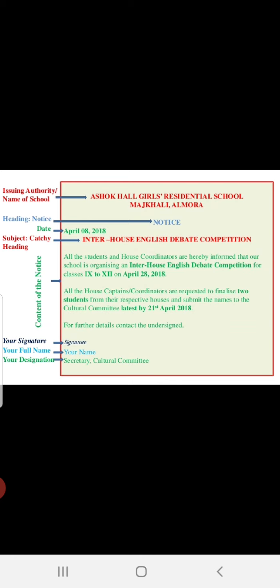Then you have to write in capitals NOTICE under that heading. Now you don't have to mention date, subject, everything in the box. It was given for your convenience. Now I have removed all the details and written outside the box, which you should mention after writing. When you write this notice in your notebook, all that is written outside the box should be outside the box. Then inter-house English debate competition, or you can write war of the words. You can write any other catchy title also.